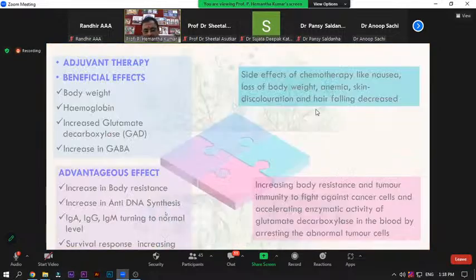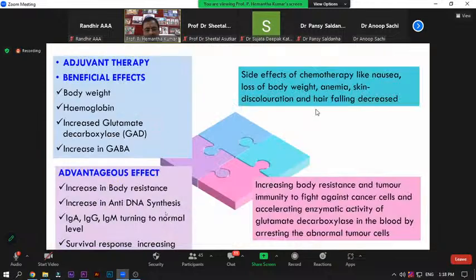See, this is very important. In our practice, we are seeing various research works on cancer. It says definitely it has adjuvant therapy and beneficial effects on body weight and hemoglobin, increasing the body weight, increasing the hemoglobin, increasing the glutamate decarboxylase, to increase the GABA, and an advantageous effect, increasing the body resistance, and IgE, IgG, IgM turning to normal level. And for some of the side effects of chemotherapy, like nausea, loss of body weight, anemia, skin discoloration, we can go for our Ayurvedic anti-cancer drugs.